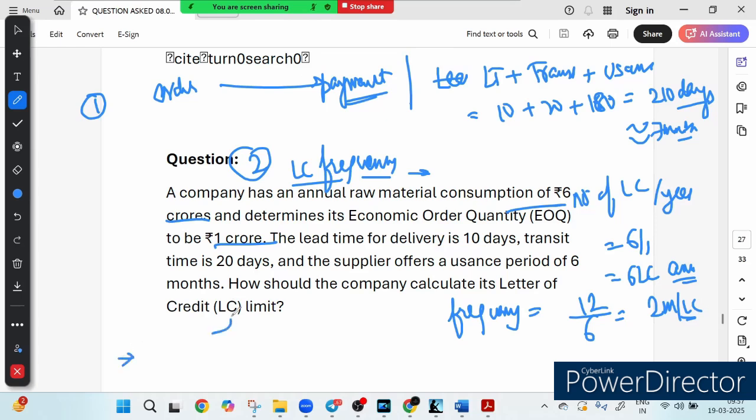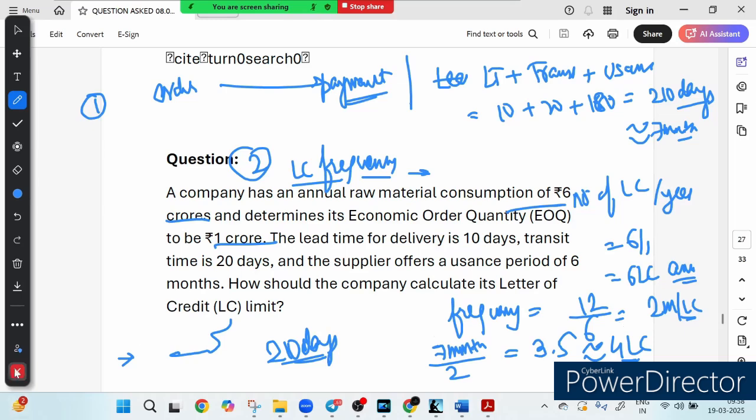So total LC outstanding period is how much? Total LC outstanding period is 210 days, right? And the company opens a new LC every 2 months. So the number of LC outstanding at any time will be 7 months divided by 2 months per LC, which is approximately 3.5, or we can say 4 LC by rounding it off. So therefore the company will have 4 LC outstanding at any time.